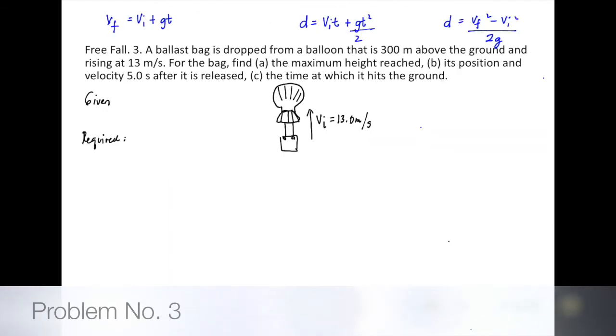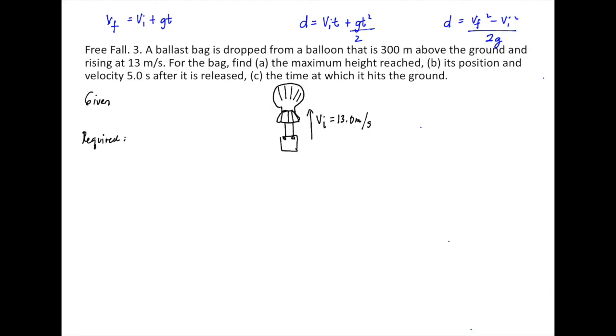Let's have our sample problem number 3. A ballast bag is dropped from a balloon that is 300 meter above the ground and rising at 13 meter per second. For the bag, letter A, find the maximum height reached. Letter B, its position and velocity 5 seconds after it is released. And letter C, the time at which it hits the ground.